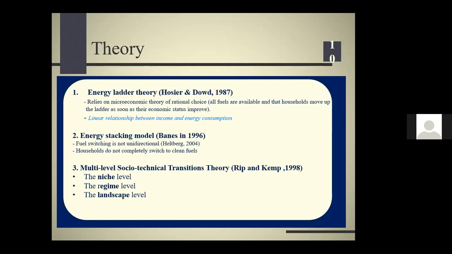So based on those issues that are highlighted, this study would go in for the multi-level socio-technical transitions theory. Now, this theory tells us that transition will occur at three analytical levels. And in these analytical levels, there are different factors other than household-related income.